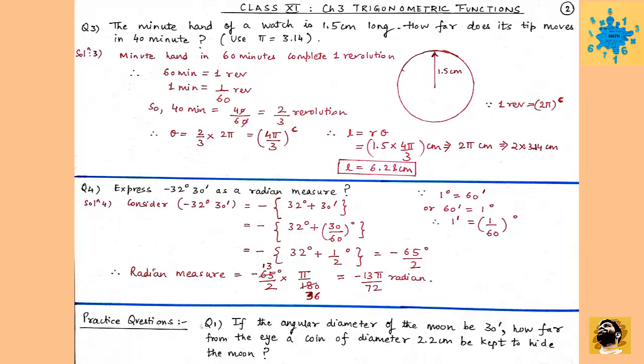And now, as per question, we will use pi is equal to 3.14. So 2 into 3.14 is 6.28 centimeter. Therefore, the length will be equal to 6.28 centimeter.